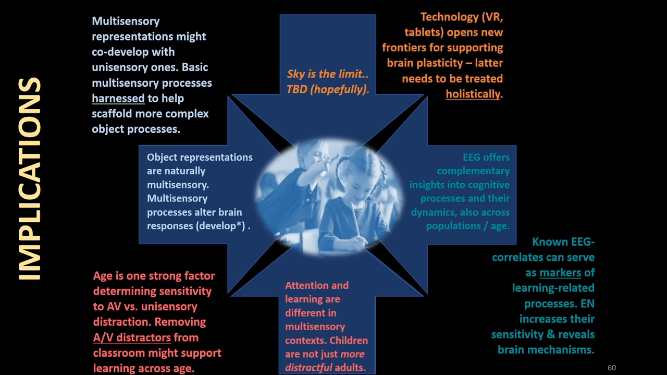And finally, technology like VR and tablets opens new frontiers for supporting brain plasticity, and brain plasticity in and of itself should be treated holistically. So be probed with sensitive, objective measures, engaging the brain, always creating strong demands for both perceptual as well as attentional processes. And this level of online demand, also known as adaptiveness, is something that we know underlies the success of games as engines for brain plasticity.